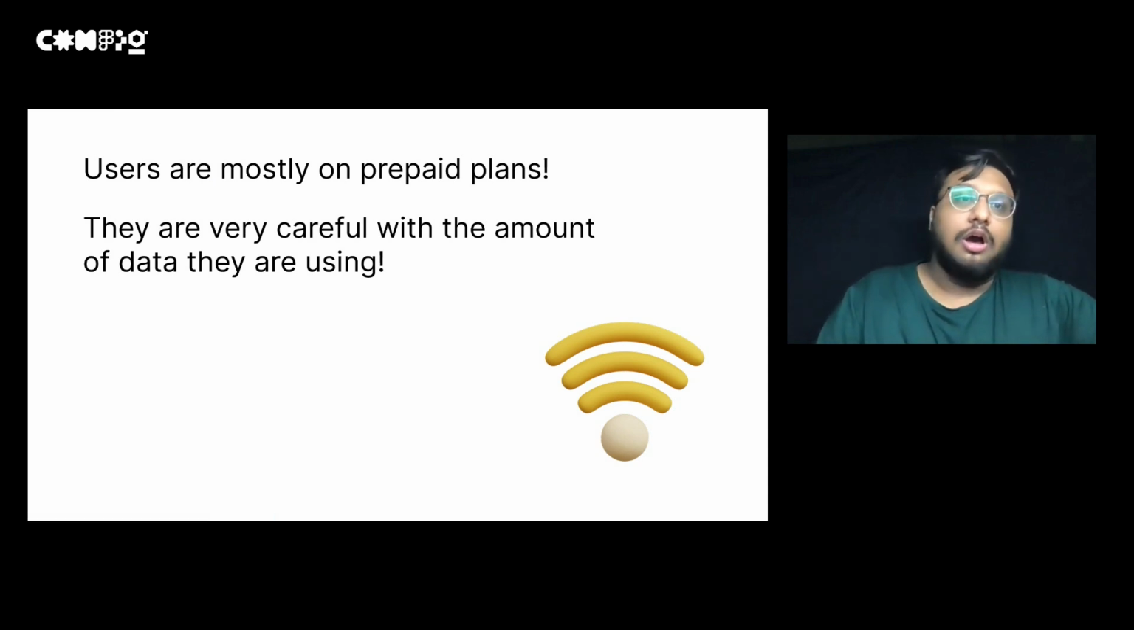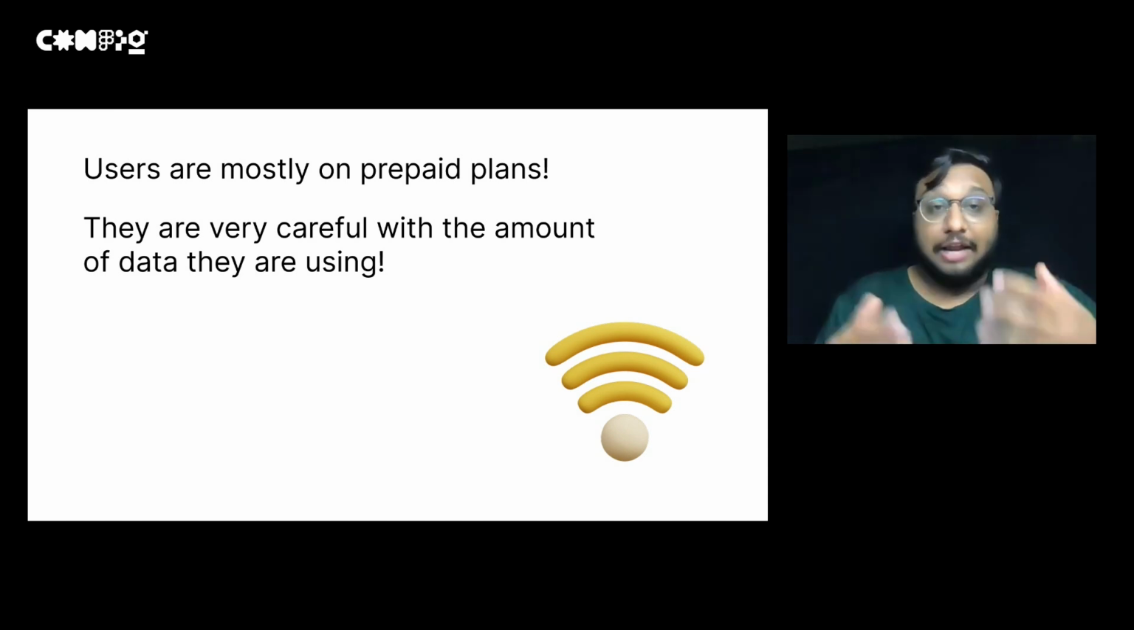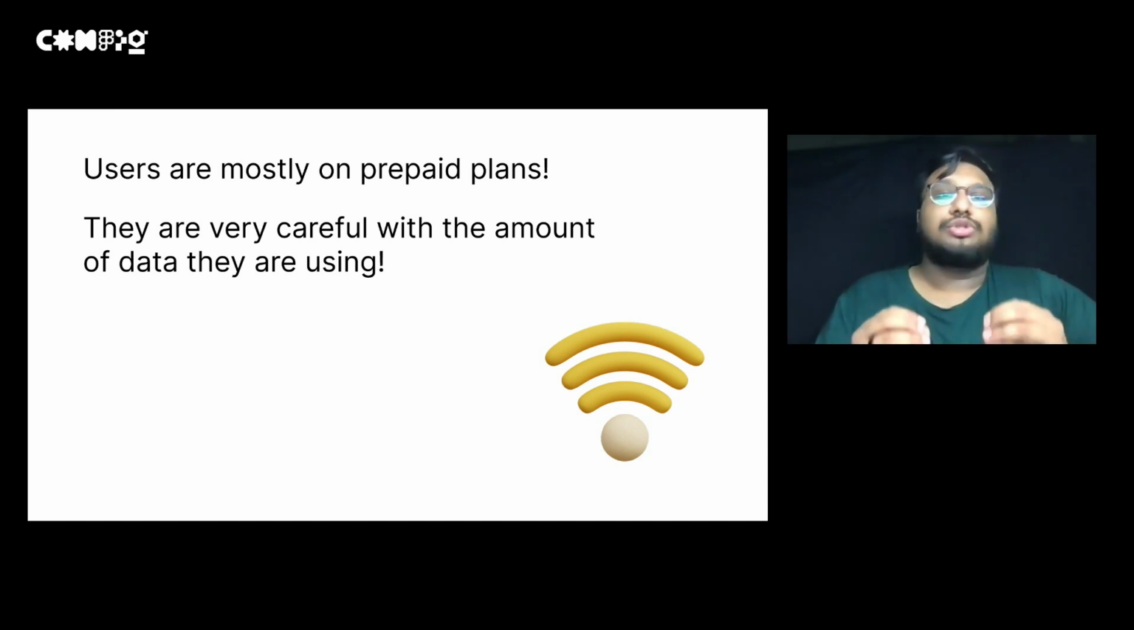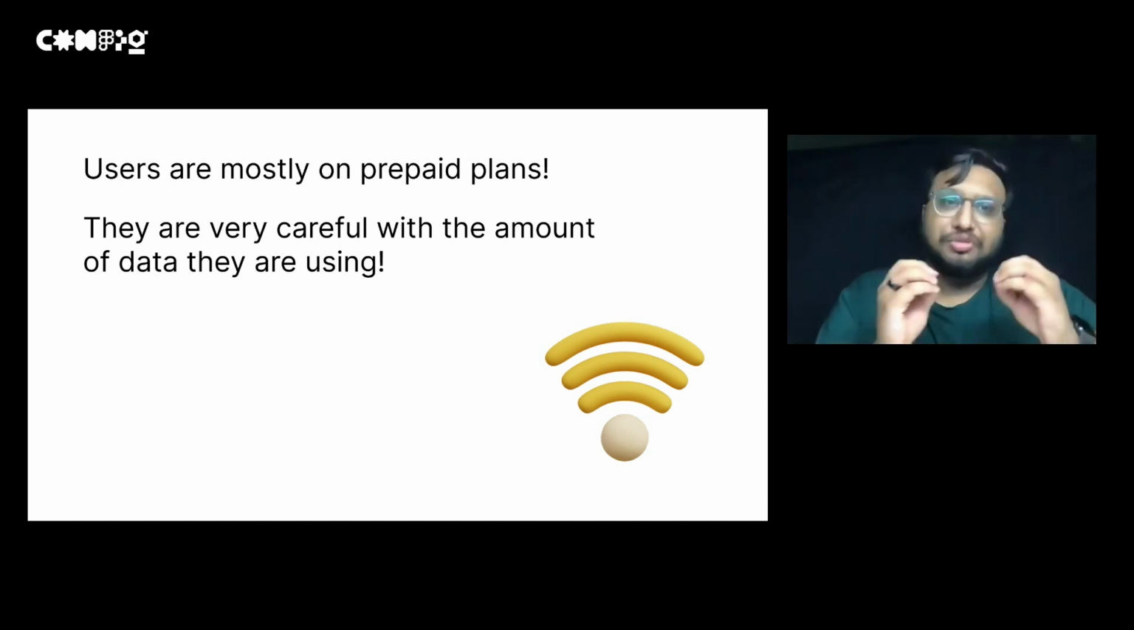So connectivity. Users are mostly on prepaid plans in these emerging markets, and they're very careful with the amount of data they're using. Prepaid plans are plans where a person gives money for a certain amount of data. So I might give 18 rupees and I can use 1 GB of data. People are very conscious about the data they use, so they ensure that they use a minimum amount of data for small things like videos and downloading apps.